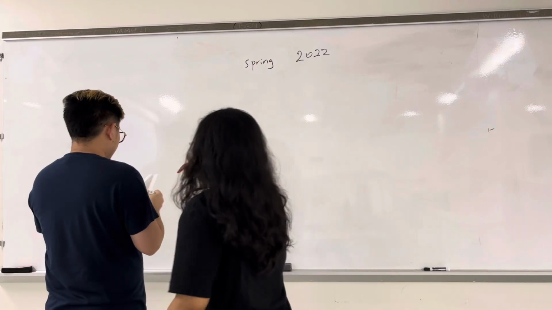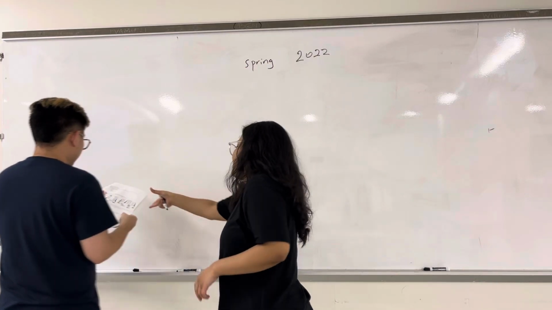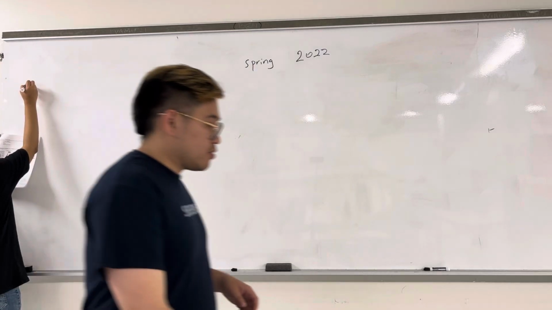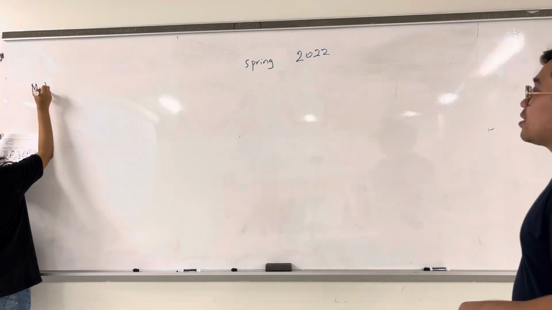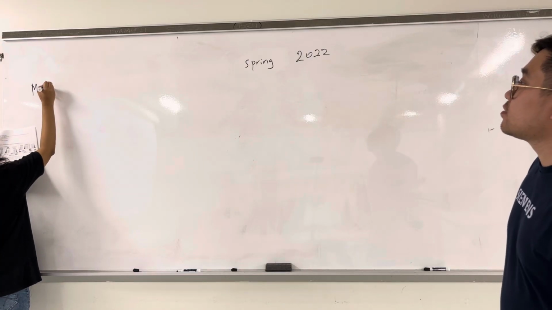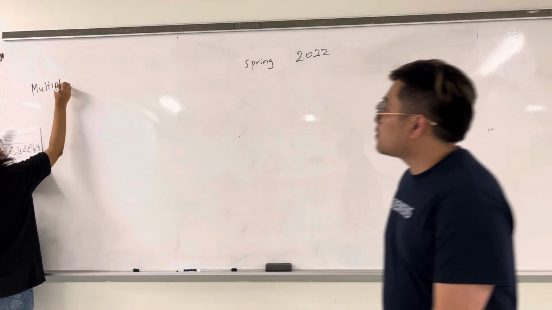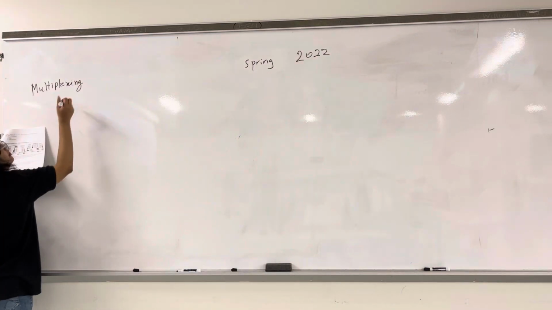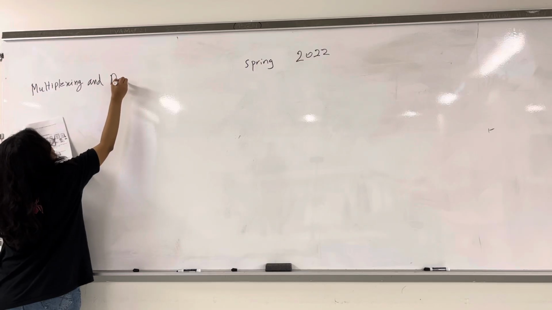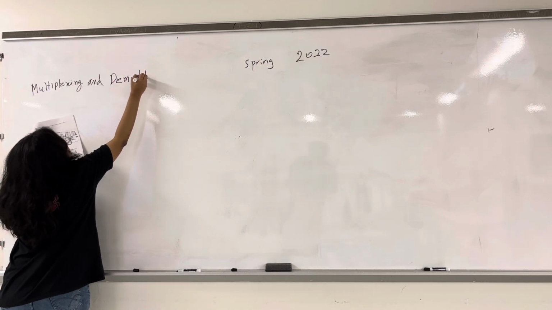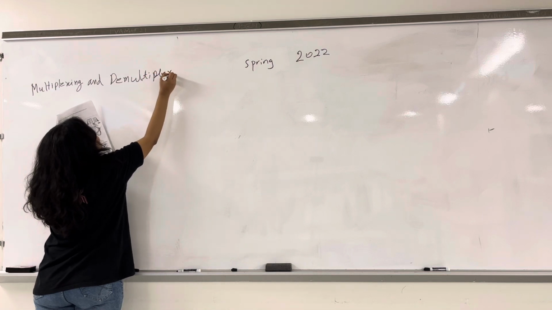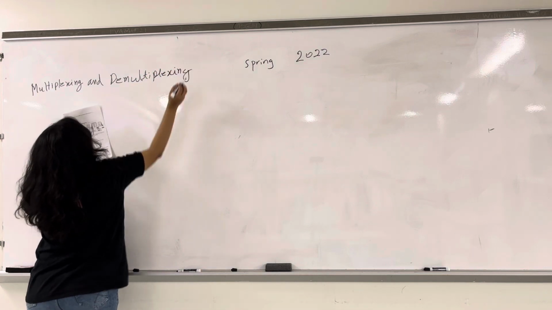Which problem is it? The handwriting is small. It's 5.2. Multiplexing and demultiplexing.